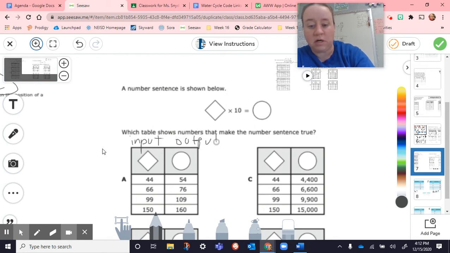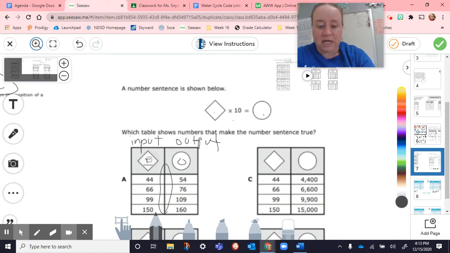Sometimes it could be a star, sometimes it could be a square, sometimes it could be a circle or a diamond, or it could be all different things. But whatever you're starting with right here is your input, and whatever you end up with is your output. And then something is happening in between where you need to go figure out what that rule is that they're applying. Here, they're telling you that we're doing this number sentence right here. So something times 10 gives you something else, okay?